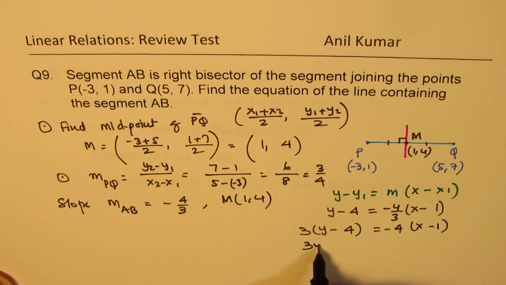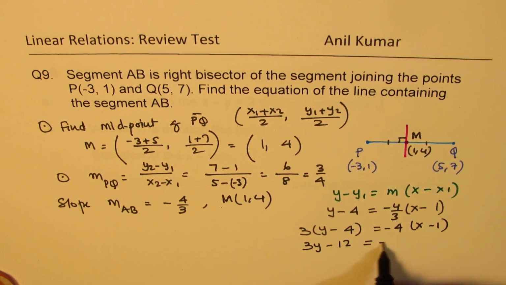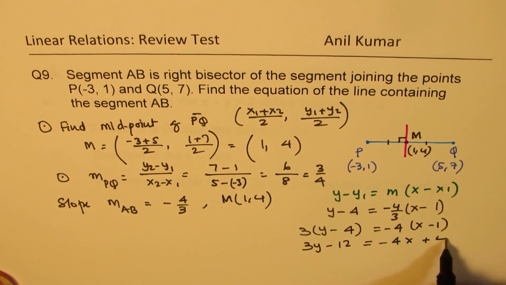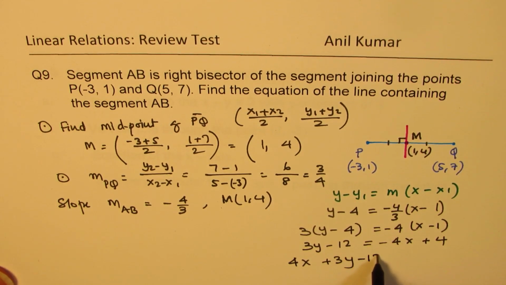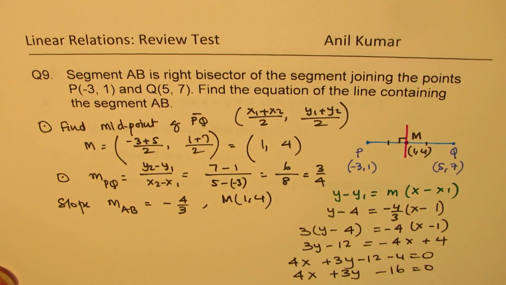Open the bracket. 3y minus 12 equals negative 4x plus 4. Bring them all together. So bringing 4x to the left side gives us 4x plus 3y, and minus 12 minus 4 equals 0. And that gives you the equation 4x plus 3y minus 16 equals 0. Clear? So that is how you could find this equation, right?